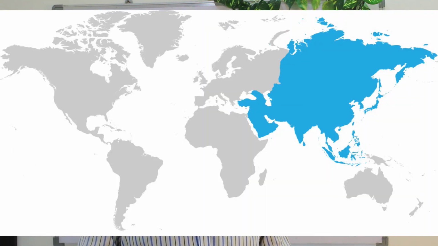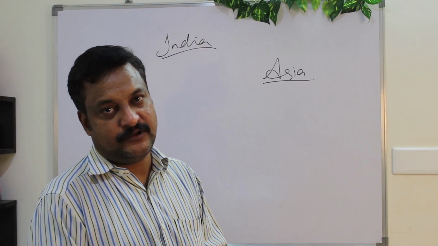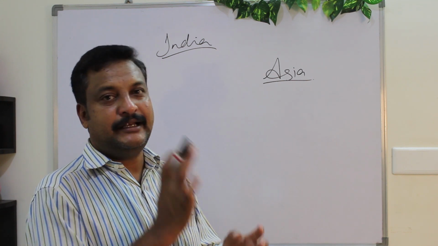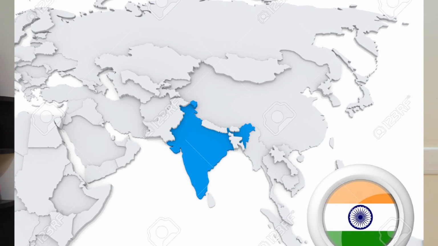So look at the map here. It's a world map, and you can see Asia in a different color over there. So this colored portion of the Earth's continent is the Asian continent, right? And India is located in this continent, right? I will show you another map of Asian continent in which you can locate India. See, this is the map of Asia, and you can see India is marked there.